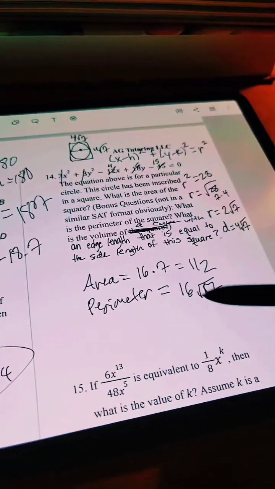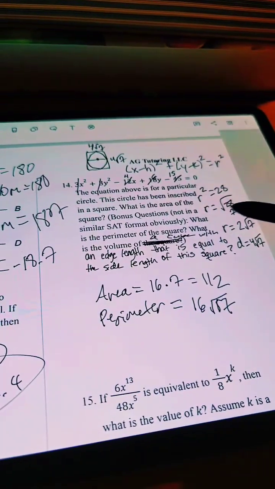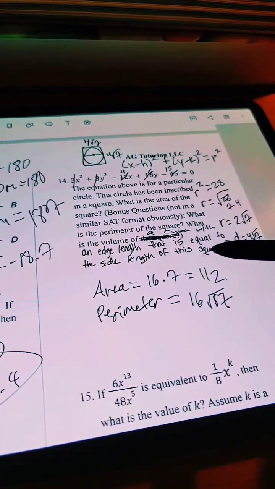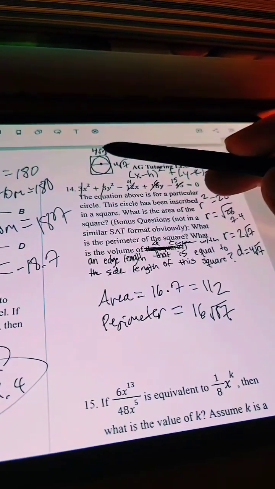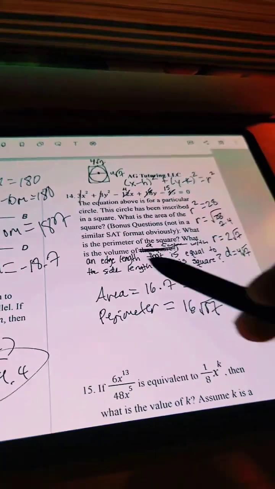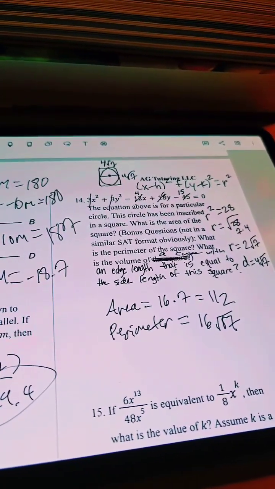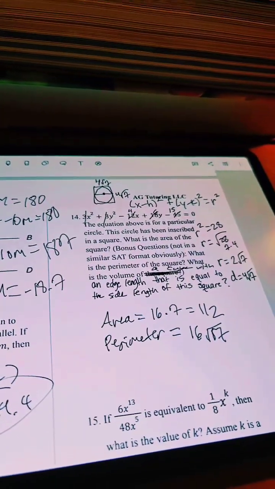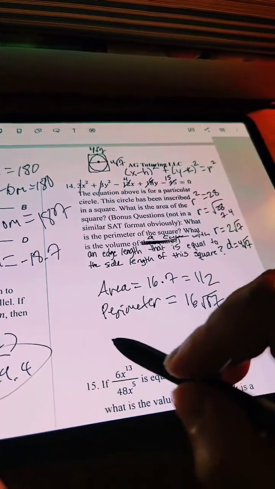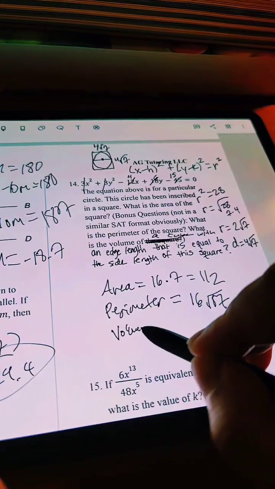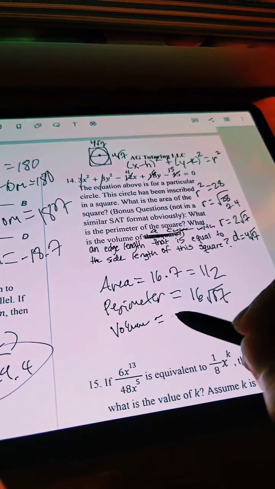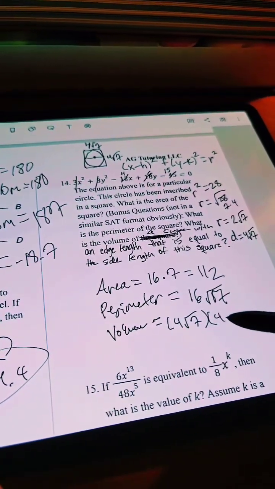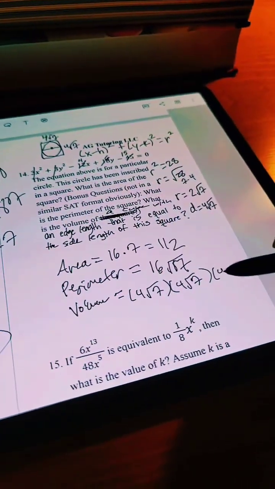And then now the question over here that I changed is, what is the volume of a cube with an edge length that is equal to the side length of the square? So like a cube, where this is what S is representing, when we're talking about side lengths, if you're used to the formula of the volume of a cube being S cubed, this is S basically. So to find the volume, we need to do that cubed. So it's going to be 4 root 7 times 4 root 7 times 4 root 7.